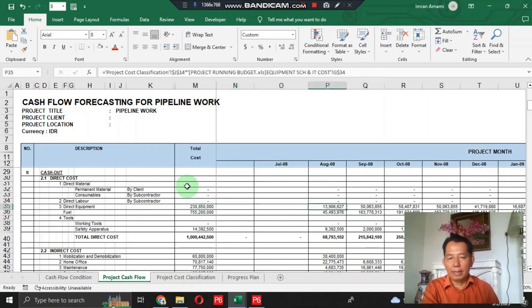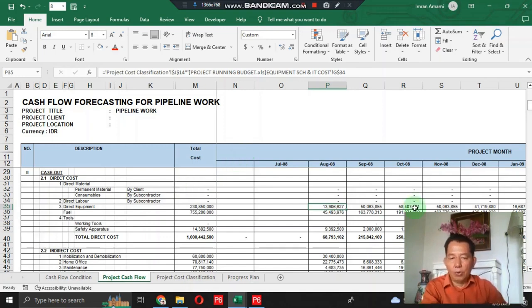So I just inform you that I explain the information inside the cell for the first project cost item only, because the others will use the same worksheet and the same Excel file with different cells here.